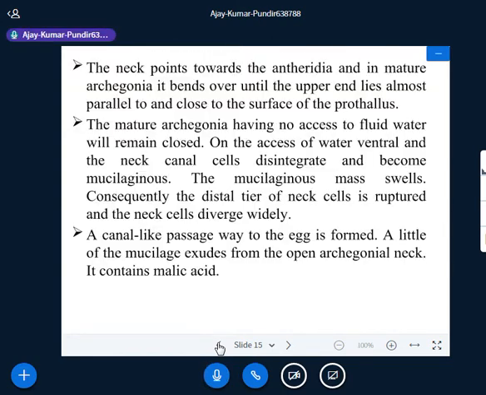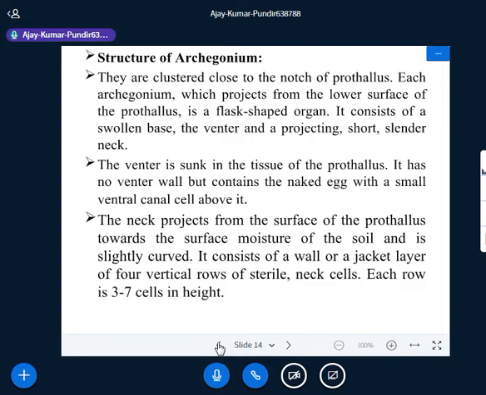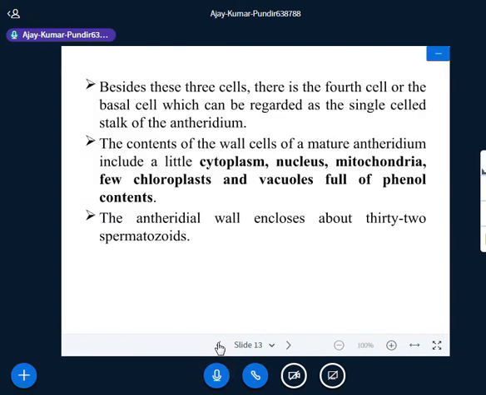So I am talking about the structure of antheridium. It is very complex, है ना? And the mature antheridium has little cytoplasm, nucleus, mitochondria as in another fern, few chloroplasts. It is a very interesting feature of the Osmunda antheridium, because the antheridium wall of Osmunda has chloroplasts and vacuoles full of phenol compound content. The antheridium wall encloses about 32 spermatozoids.